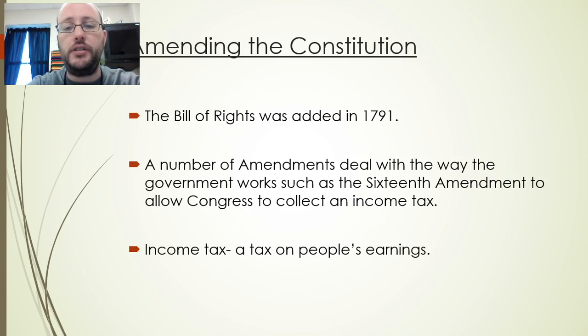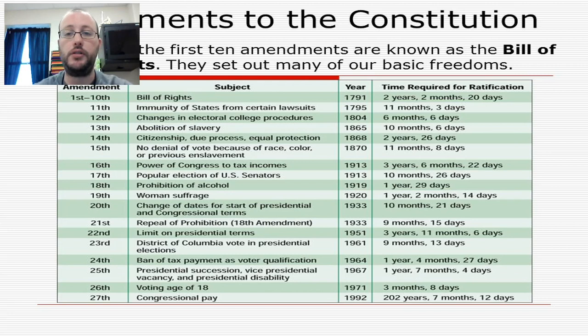The Bill of Rights was added in 1791, and a number of amendments deal with the way the government works, such as the 16th Amendment to allow Congress to collect an income tax, which is a tax on people's earnings. It's the reason why people go and file taxes this time of year. In January, February, March, April, people file taxes based on what they earn and things like that. So an income tax is a tax on people's earnings.